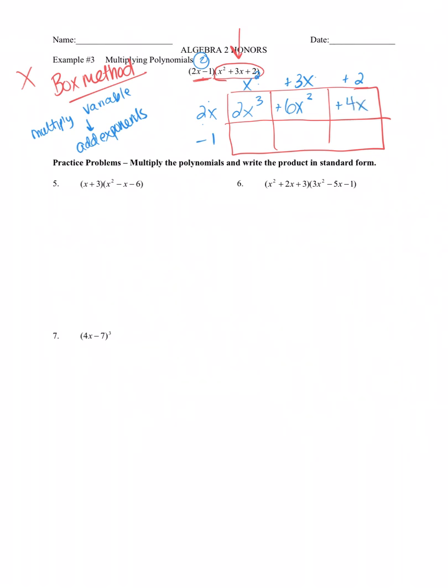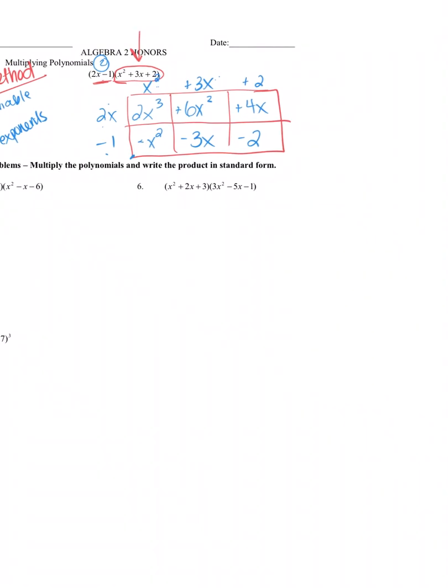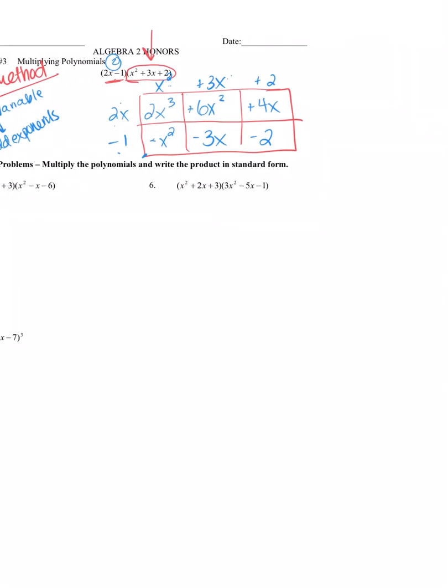Then I drop down to my second row, okay? And I have negative 1 times x squared, which gives me a negative x squared. Then I have a negative 1 times 3x, which gives me a negative 3x. And then a negative 1 times 2, which gives me a negative 2. Okay? So now that my boxes are complete, I need to go ahead and draw the Z method.